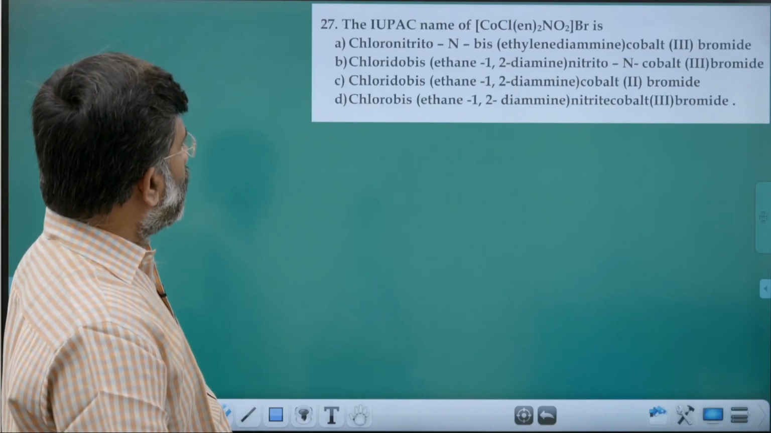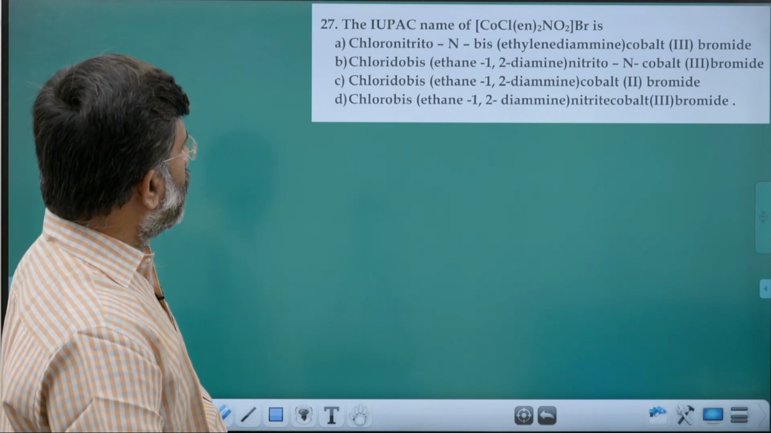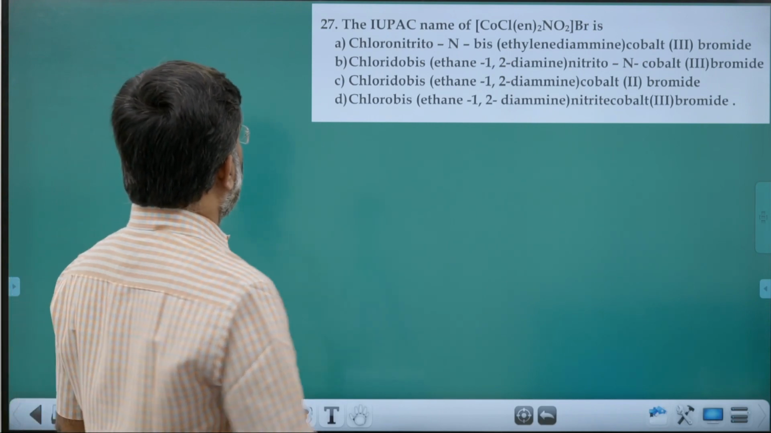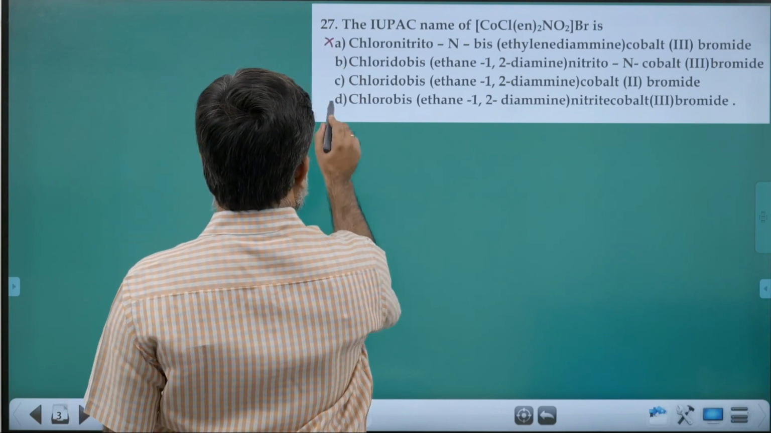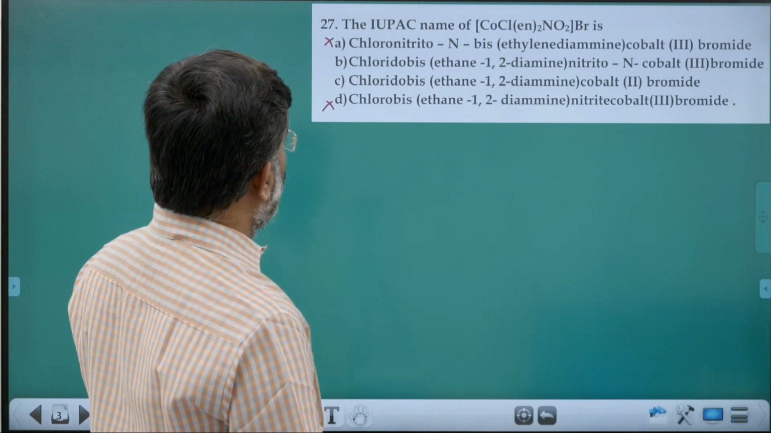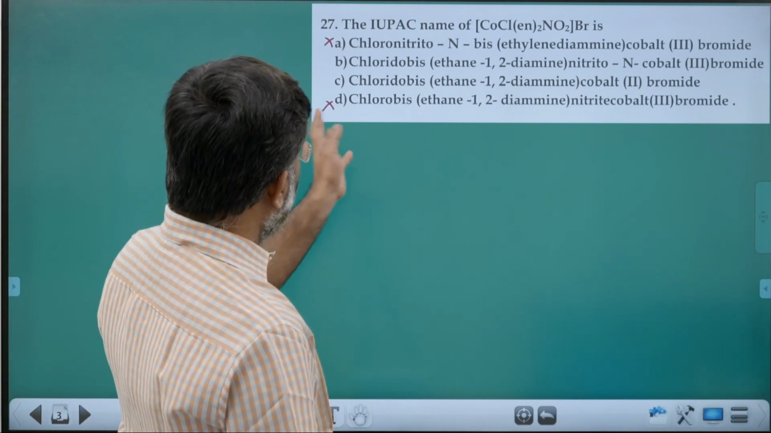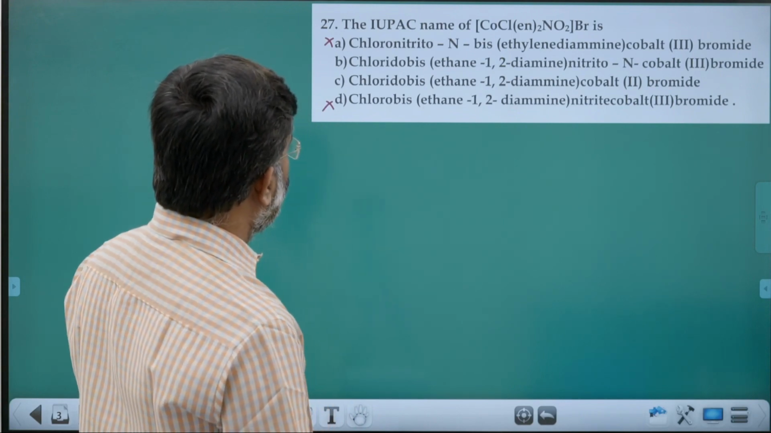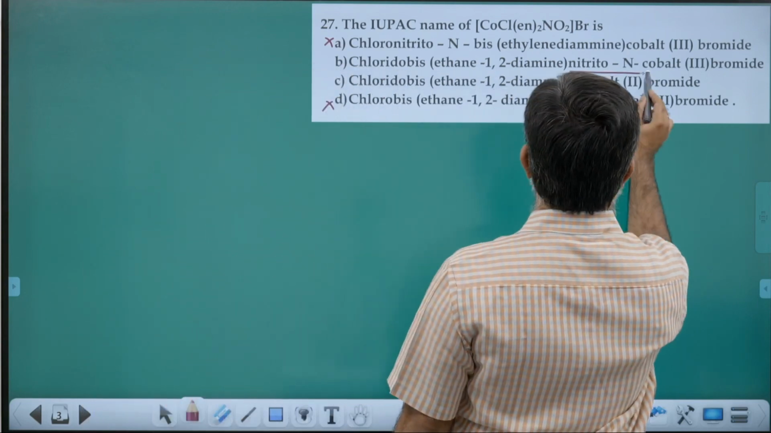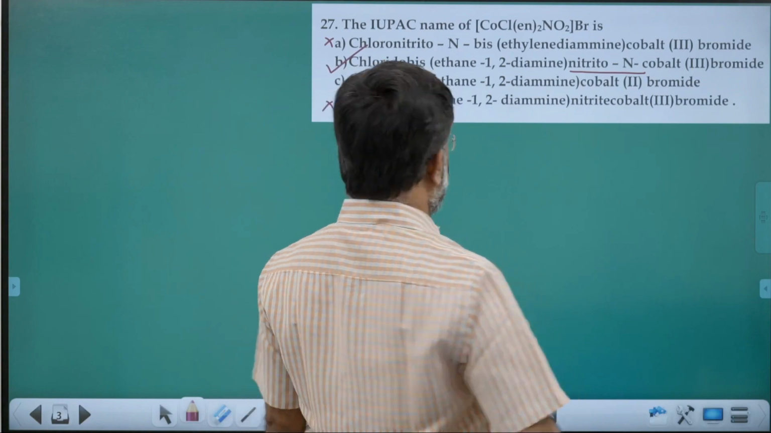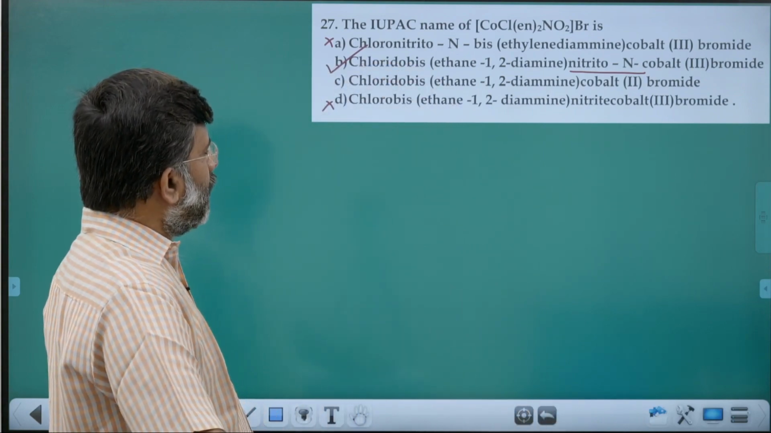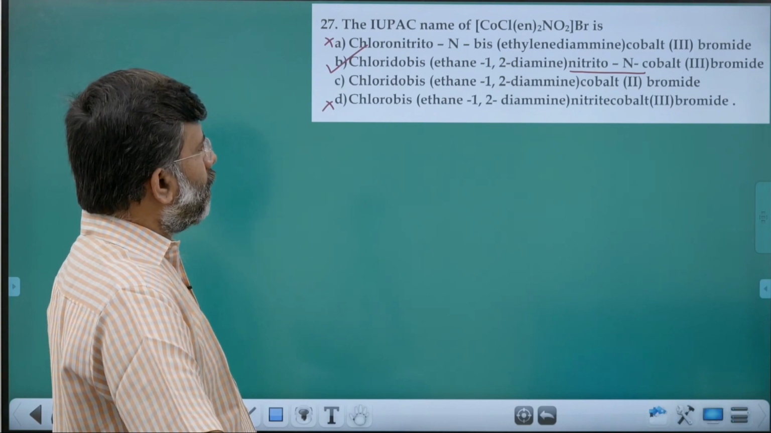IUPAC name of the molecule. Chlorido, chlorido, chlorido, bis-ethane 1,2-diamine. Nitrito-N. The second choice is correct: chloridobis(ethane 1,2-diamine)nitrito-N cobalt(III) bromide.